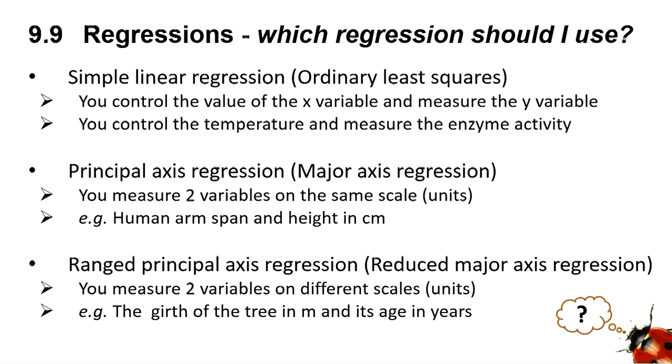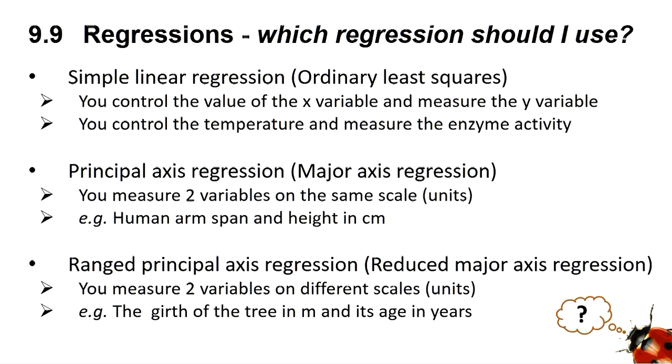So which regression should I use? There are two basic types of regression tests termed Model 1 and Model 2, and the model you use depends on the properties of your data. If you have total control of the x variable and measure the y variable, then you need to use a simple linear regression, sometimes called an ordinary least squares. If, however, you're going to be measuring both variables, you need a Model 2 regression.